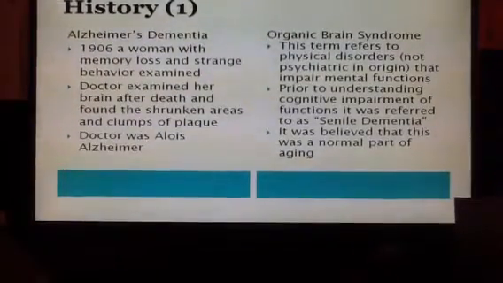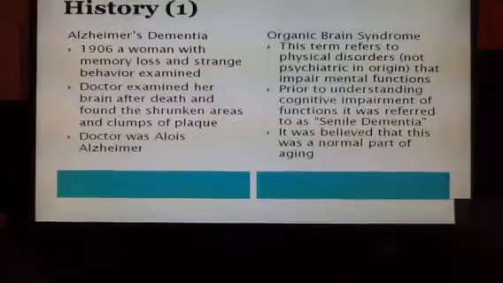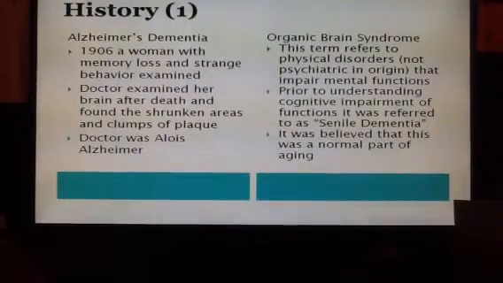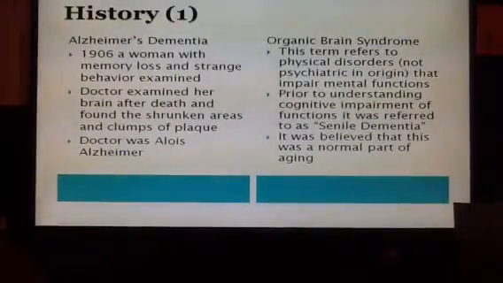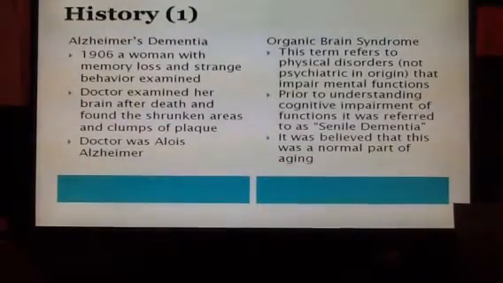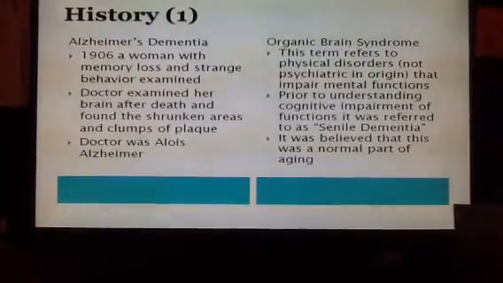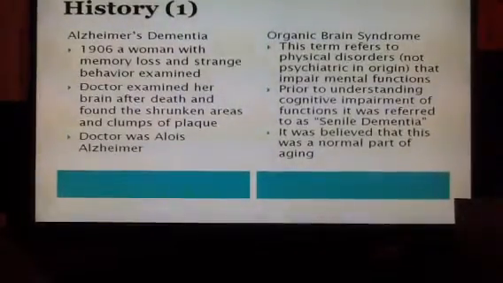The history. Alzheimer's disease was first found in 1906. A woman with memory loss and some strange behaviors was being examined. The continued examination happened after her death, and this doctor did a brain autopsy and found the shrunken areas and clumps of plaque in her brain. This doctor was Alois Alzheimer.